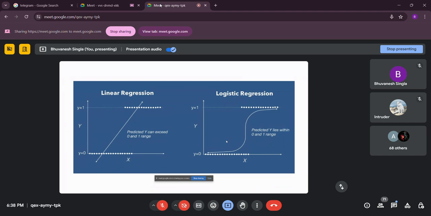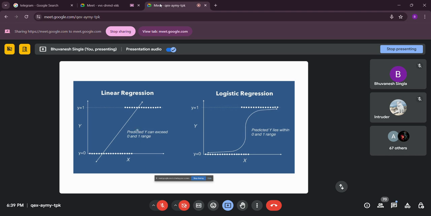In regression we had continuous values. The output y was continuous. On this line, for some x you would get some continuous value of y. But in logistic regression what you want is discrete values. You want a yes or a no. So let's say you are applying for a loan. You want to know whether you will get accepted for the loan or not. So we need a yes or a no kind of answer.